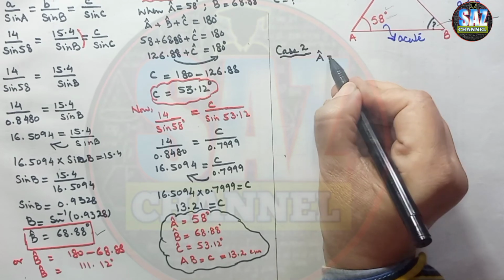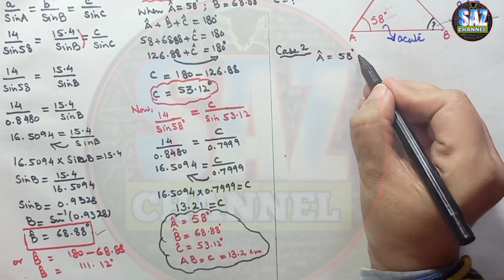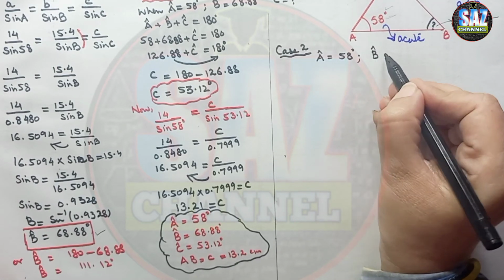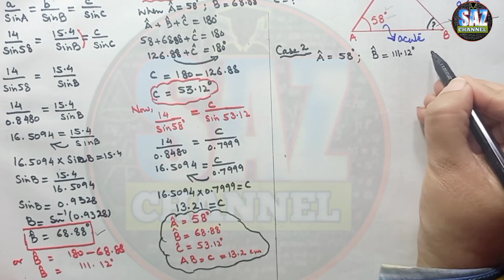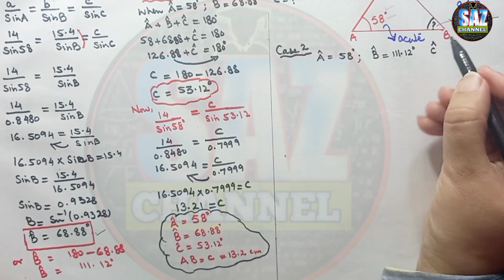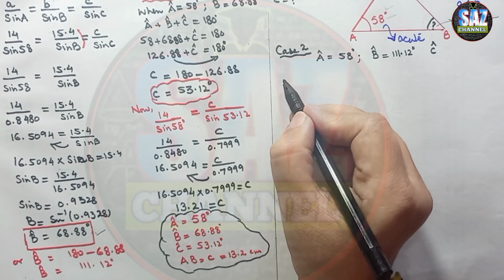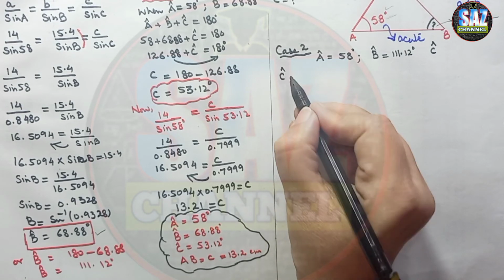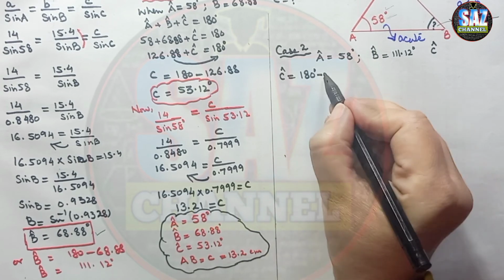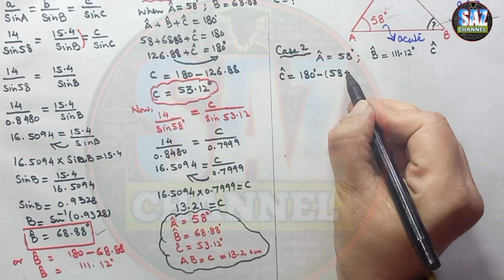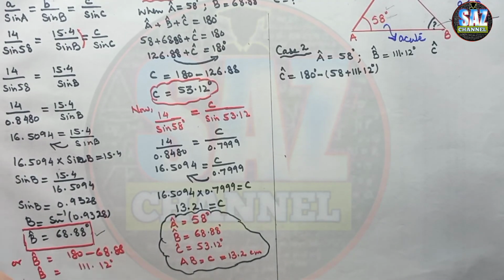Angle A equals 58 degrees, but now instead of 68 degrees, angle B will have the value 111.12 degrees, and then we have to find the value of angle C. Again, I will be using the concept of sum of interior angles of a triangle. Now, I will be going a little direct. Angle C equals 180 degrees minus 58 plus 111.12 degrees. And now let me find the sum.